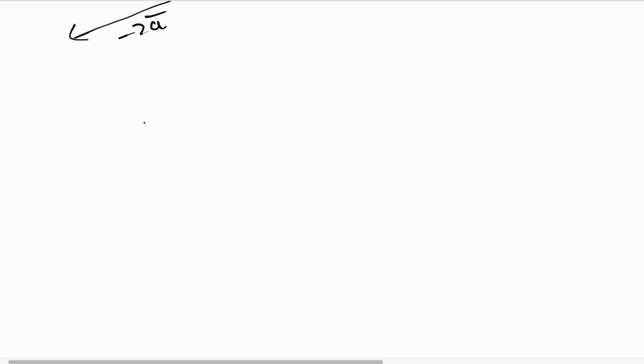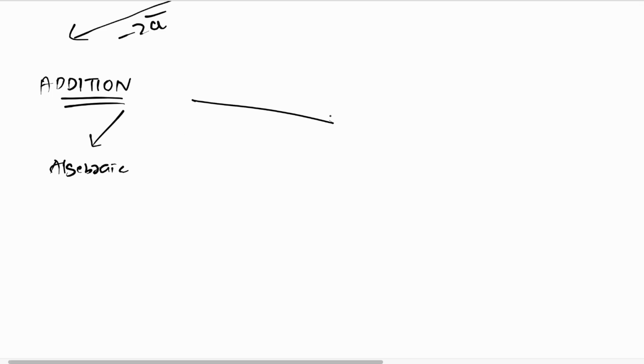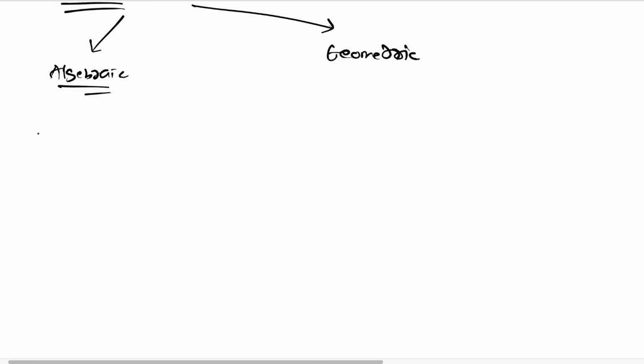Next is algebraic operations using vectors. And the first operation which we'll do is addition. So addition can be understood in an algebraic manner and more importantly in a geometric manner. So in algebraic manner, suppose I define a vector a bar whose components are a1, a2. As of now, I'm just considering two-dimensional vectors, but the same idea can be extended to three-dimensional vectors as well.